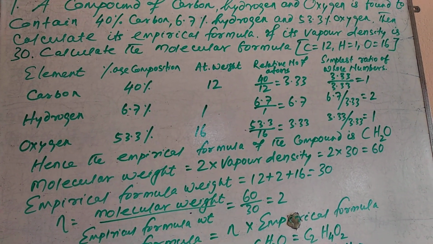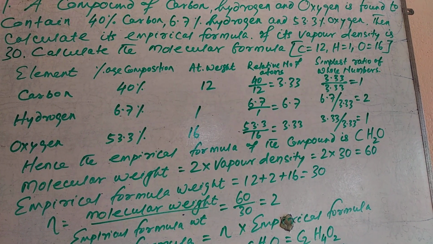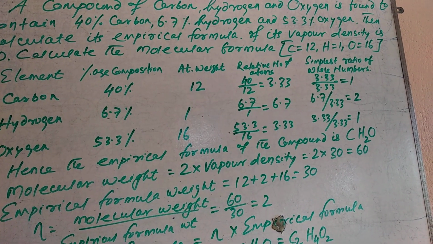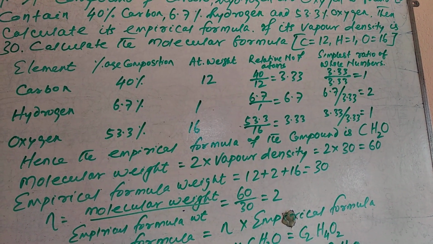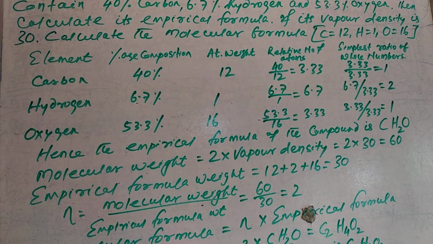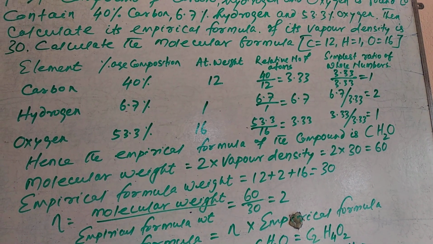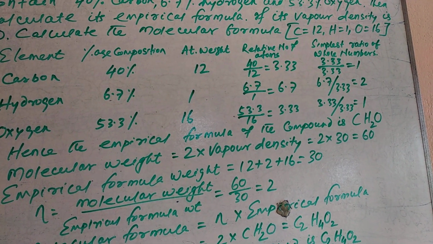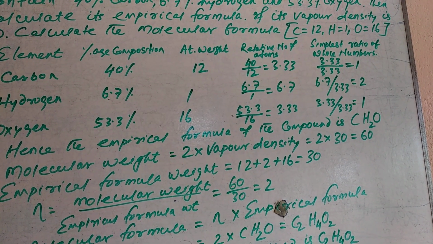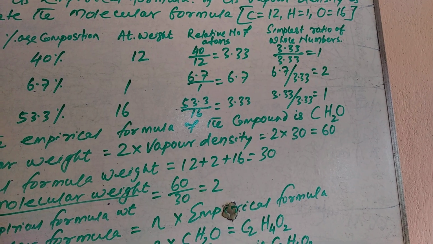Next, hydrogen 6.7% and atomic weight is 1 and the relative number of atoms is 6.7 divided by 1, that is equal to 6.7. Now, oxygen 53.3% and the atomic weight is 16. Then the relative number of atoms is 53.3 divided by 16, that's equal to 3.33.